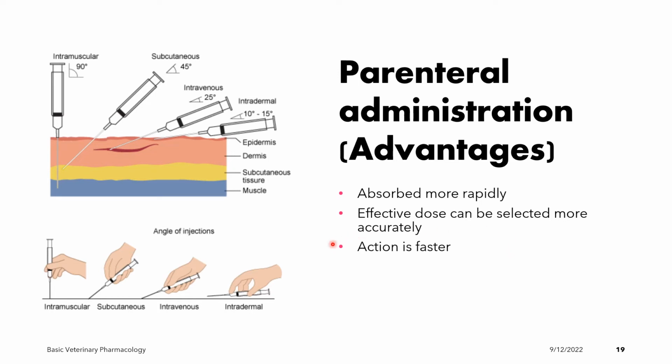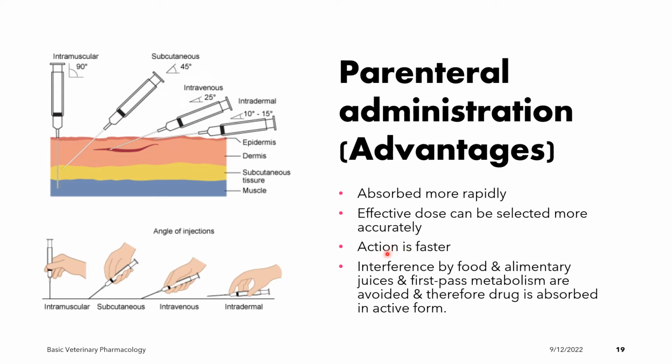The action is also relatively faster, and the interference by food and alimentary juices and the first pass metabolism are avoided, and therefore the drug is absorbed in the active form. So what is this first pass metabolism? When we say first pass metabolism, that is a phenomenon also known as the first pass effect. It is a phenomenon in which a drug gets metabolized at a specific location in the body that results in a reduced concentration of the active drug upon reaching its site of action or systemic circulation.